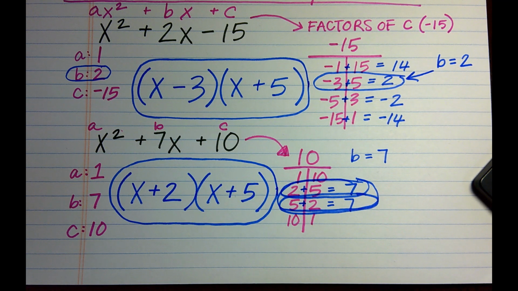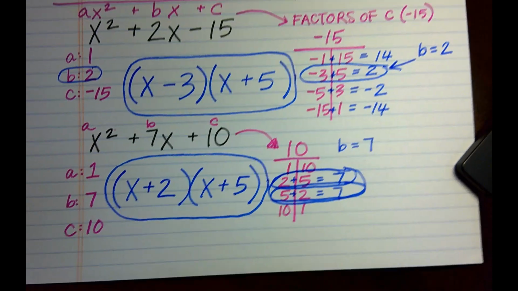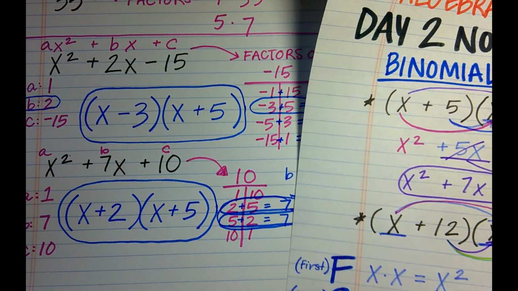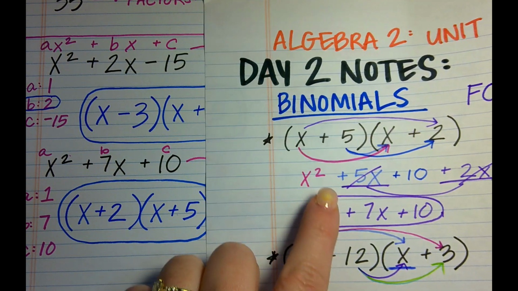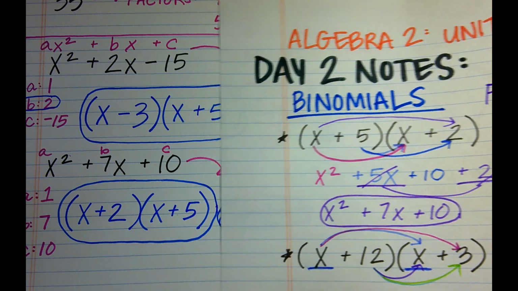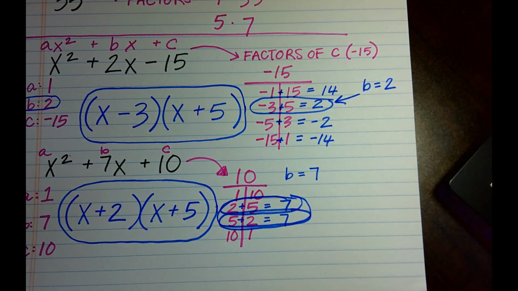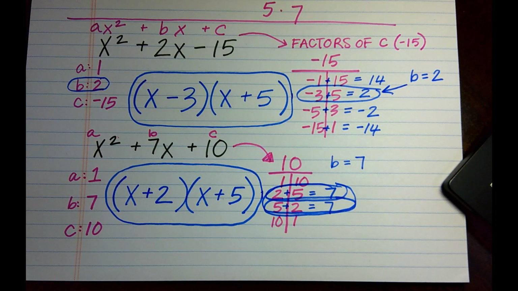I can show you that it's correct. We got x plus 2 and x plus 5. We started with x squared plus 7x plus 10. It works. Okay, so we've done 2 factoring problems together now.